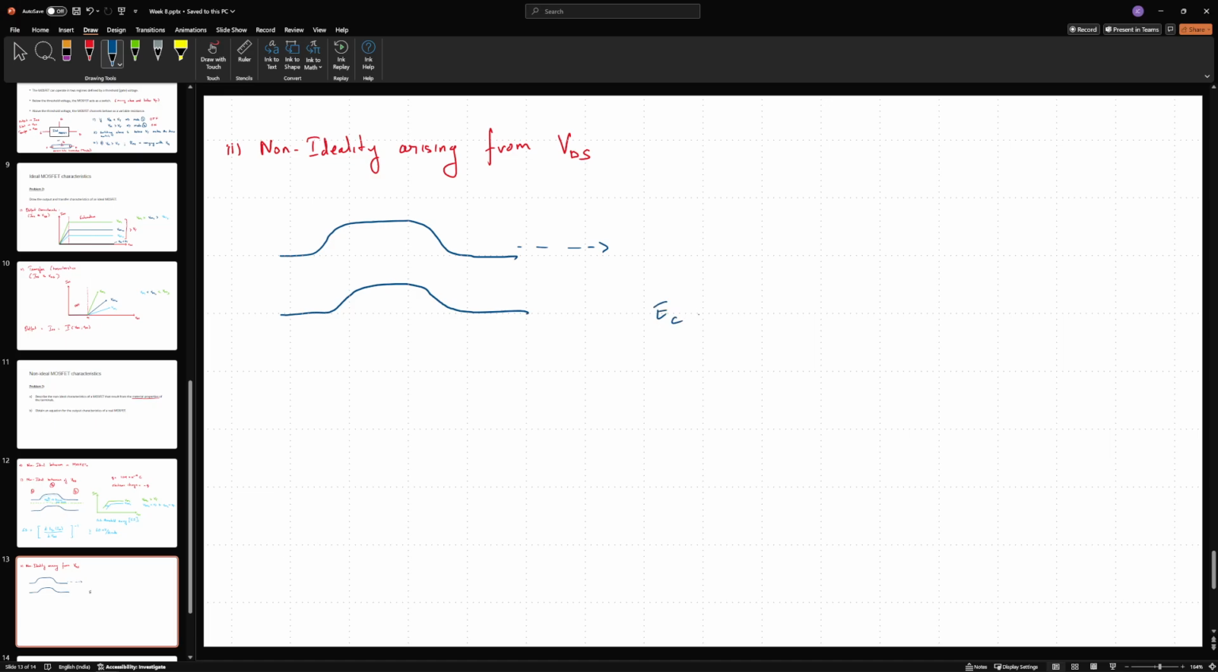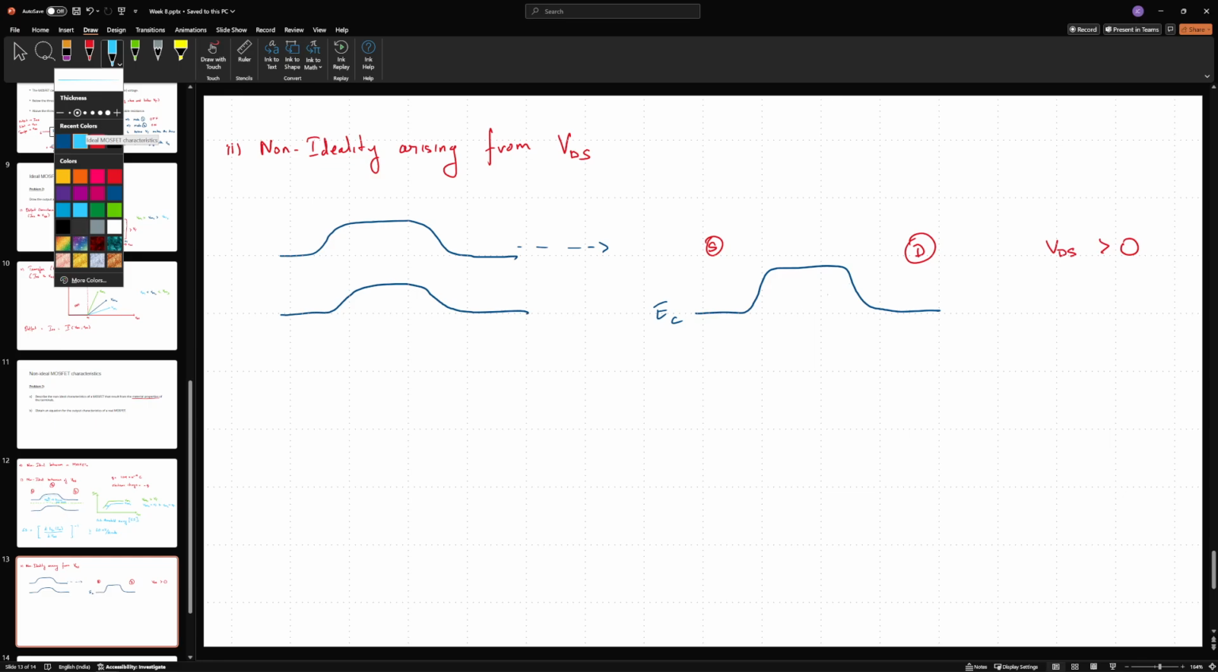So I have EC varying as follows. Now, this is my source side and this is my drain side. Now, when VDS is greater than 0, what is going to happen? Of course, this is going to get lowered. So what I will see is the following. This, rather than being leveled on both sides, is going to be going up. And then at a certain point, it will start dragging itself down.